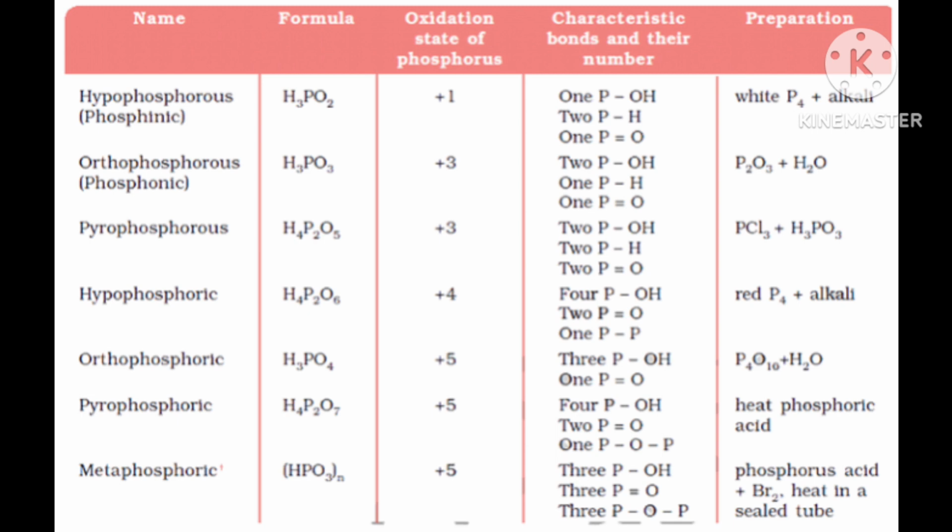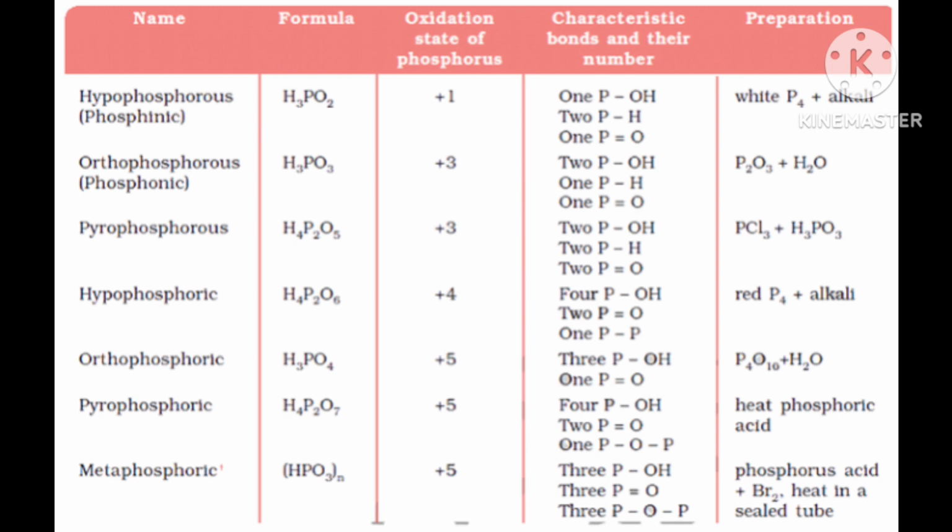Today I am going to discuss oxoacids of phosphorus. Last class I discussed allotropes of phosphorus. Also I discussed trichloride of phosphorus, means phosphorus trichloride, and also phosphorus pentachloride. Now I am going to discuss oxoacids of phosphorus.